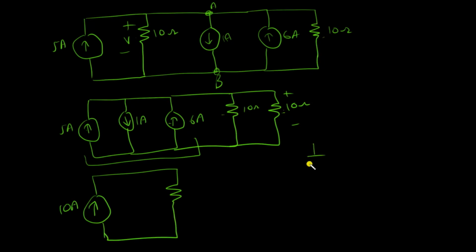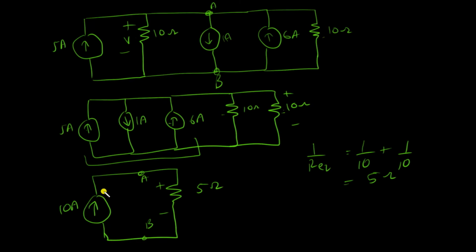The way to do it is 1 over R equivalent, the new resistance, is 1 over 10 plus 1 over 10, and that would mean 5 ohms. So this resistance would be 5 ohms. Now these are still node A and node B, and I need to find the voltage between these two points.